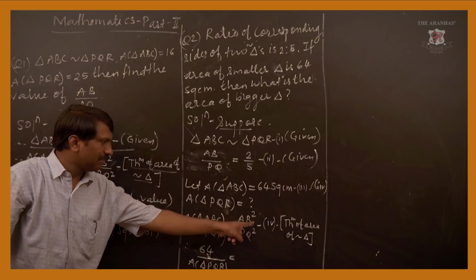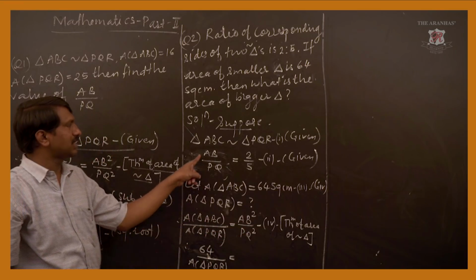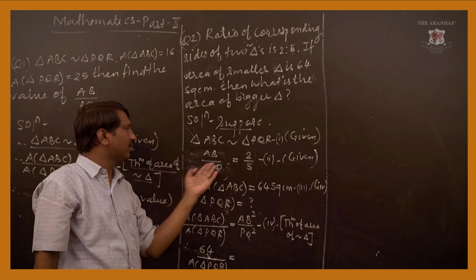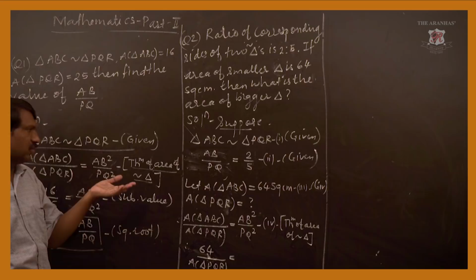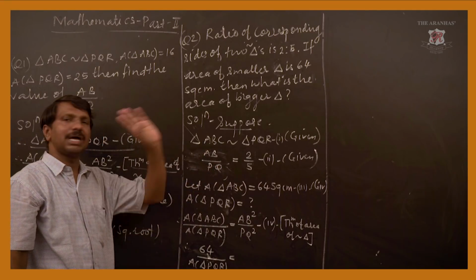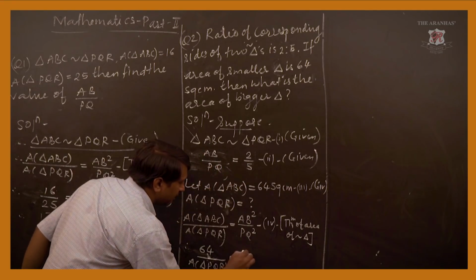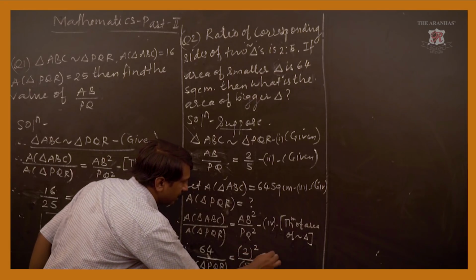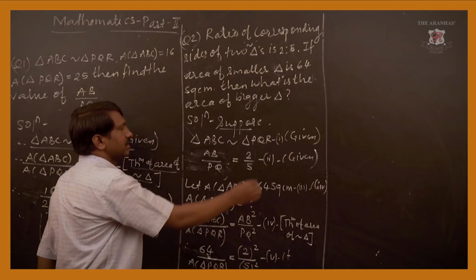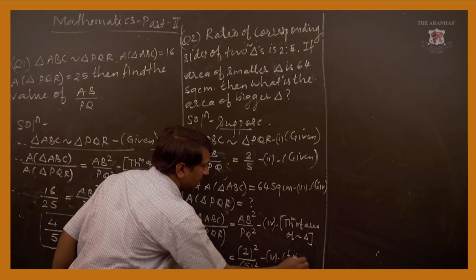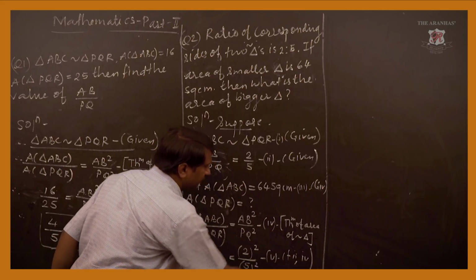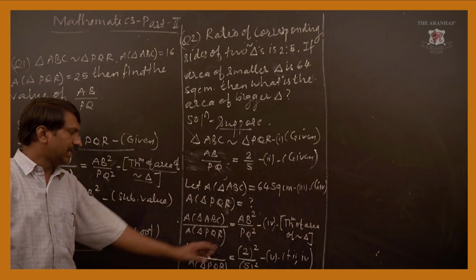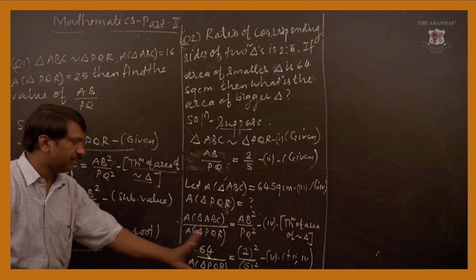Now next is AB square upon PQ square, which means we have the corresponding sides. You can take the ratio form also: let AB be 2x and PQ be 5x by a common multiple, otherwise I am going to substitute as it is. So here we get 2 square upon 5 square, and this is the fifth statement, and write the reason. Here we get it from the second and the fourth, so the theorem of area of similar triangles was used, in it we substituted the values.